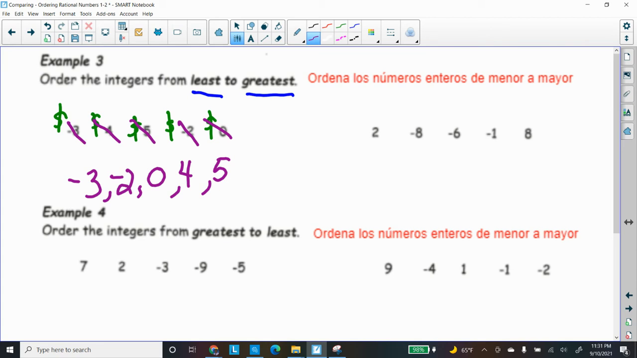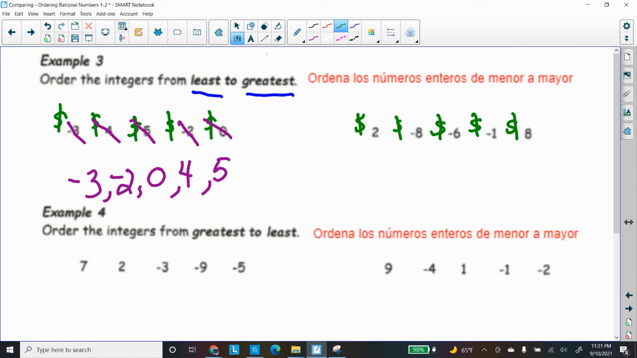So remember, from least to greatest. So here's another one on the right side. So give that a shot. And remember our trick, put a $ sign in front of each one of those, and then pick the biggest one and make that the last one.